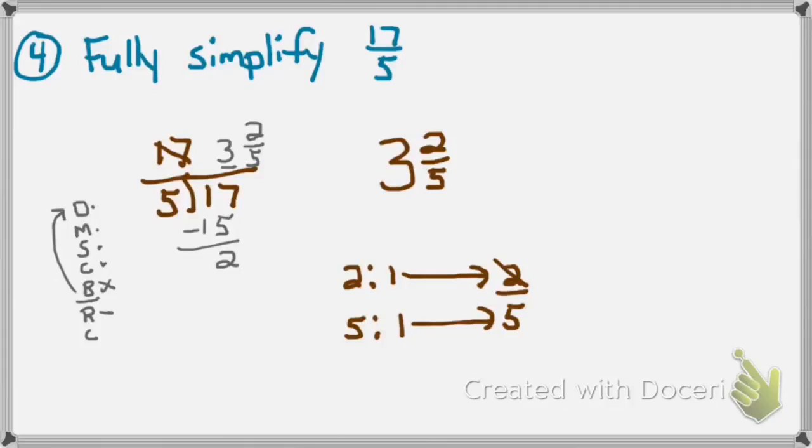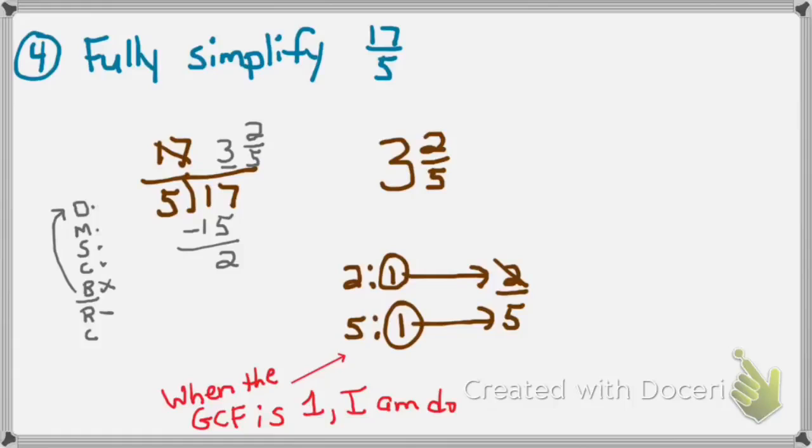Do I see a 2? No, I don't. Do I see a 1? Yes, I do. Oh, and remember this? When the GCF is 1, I am done. So 3 2/5 is already fully simplified. Therefore, the final answer is 3 2/5.